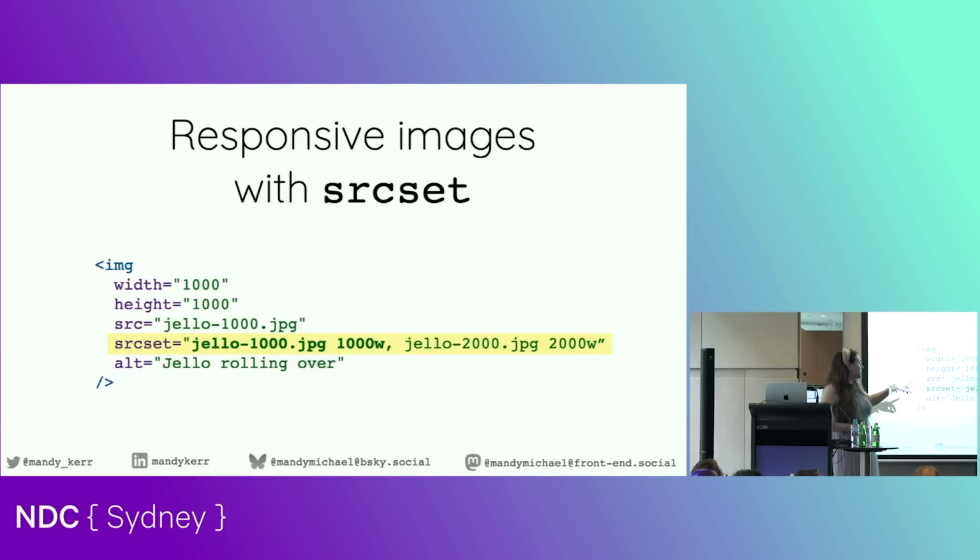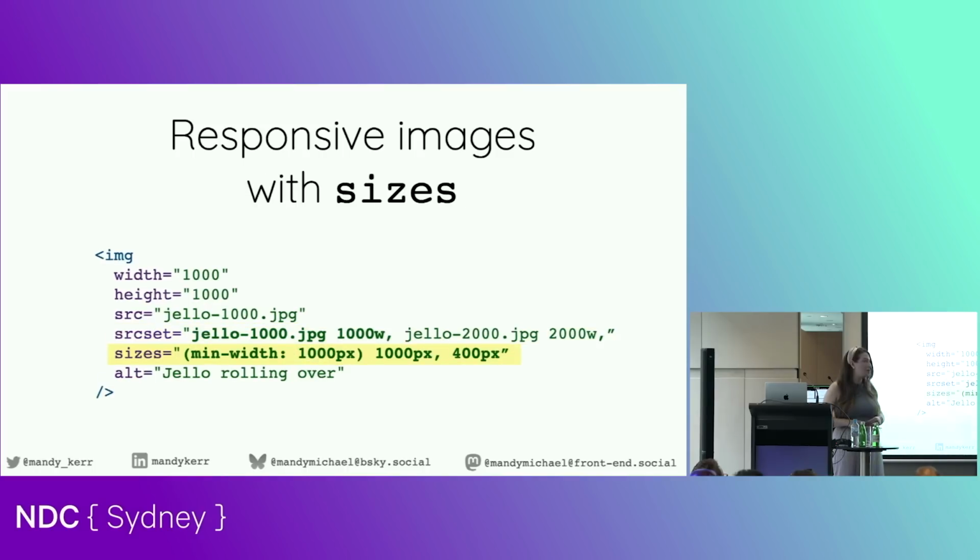People often assume that the 1000W refers to the screen viewport size. That is not the case. It is the width of the image in pixel units. If you want to specify images based on the viewport, you need to use the sizes attribute in conjunction with source set, where you can specify any kind of media condition similar to what we use in CSS. And that will indicate what size image you want available based on that media condition.